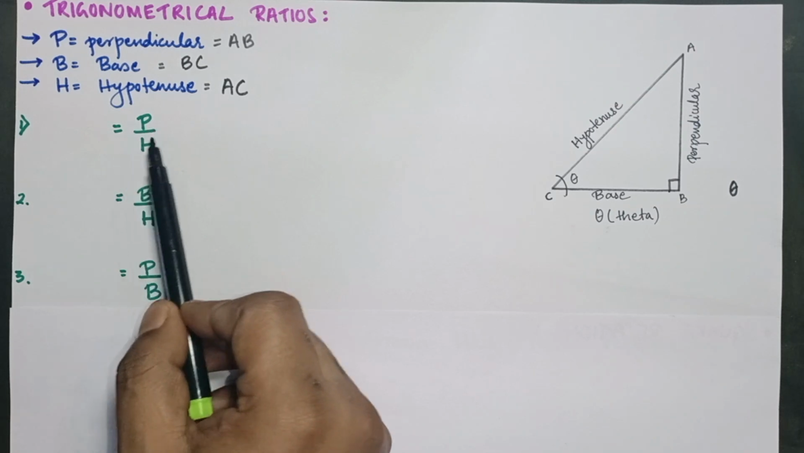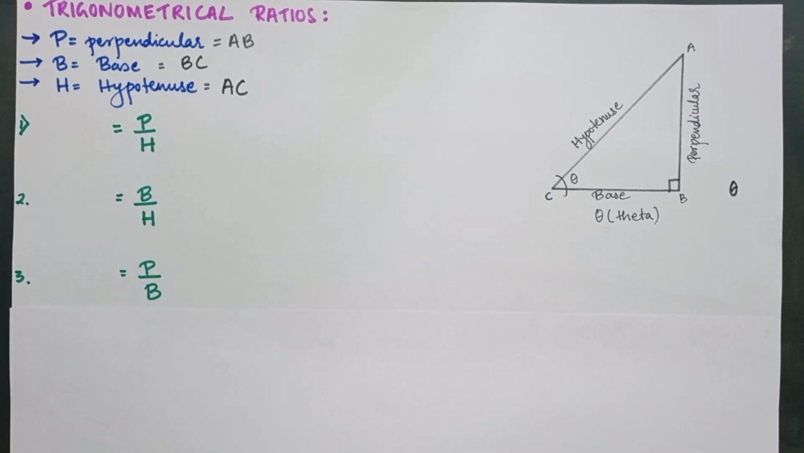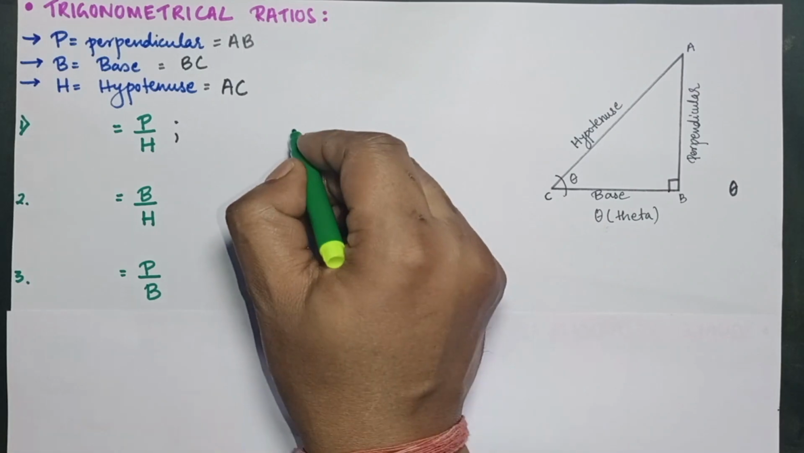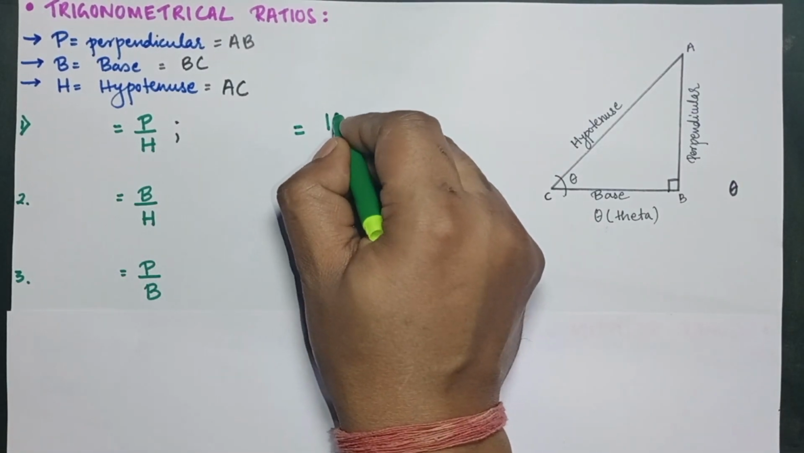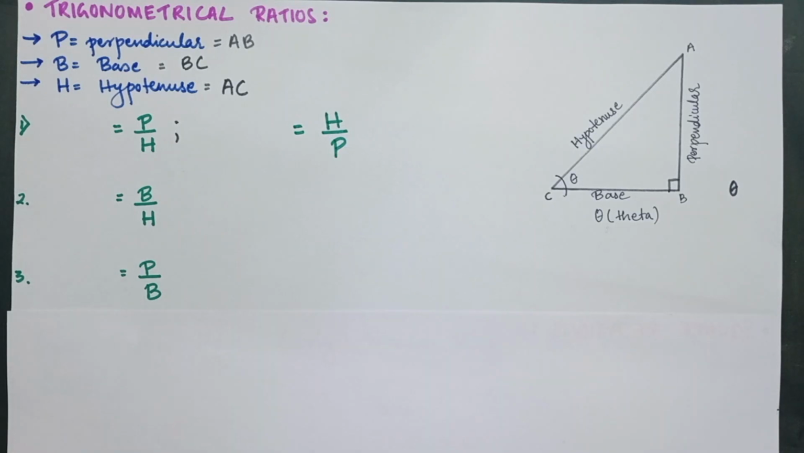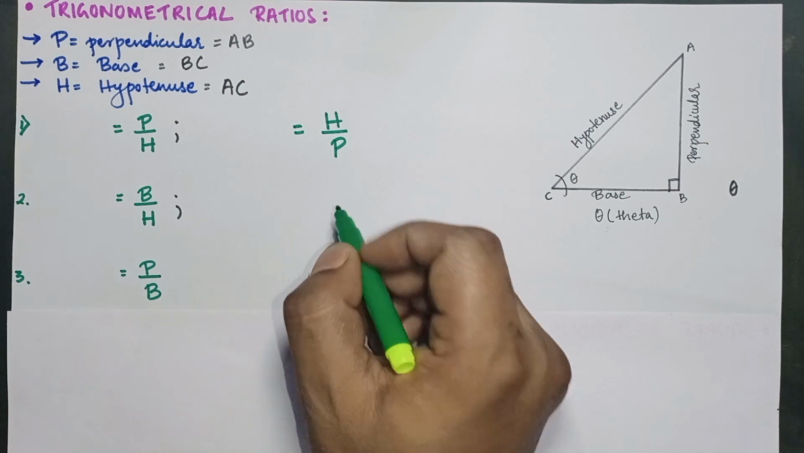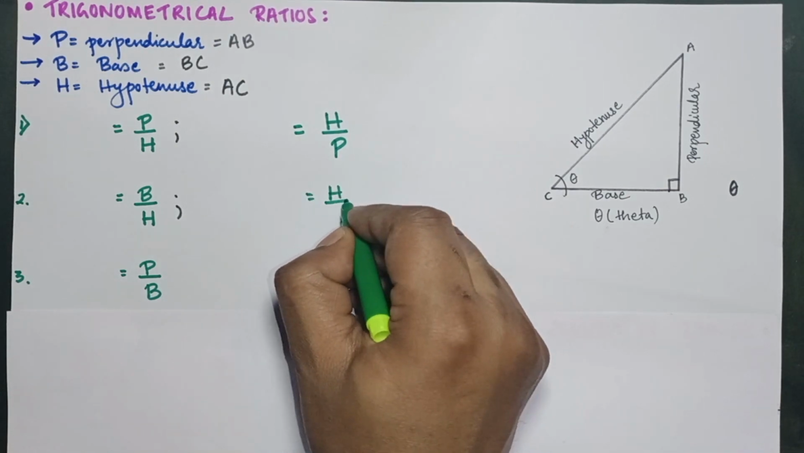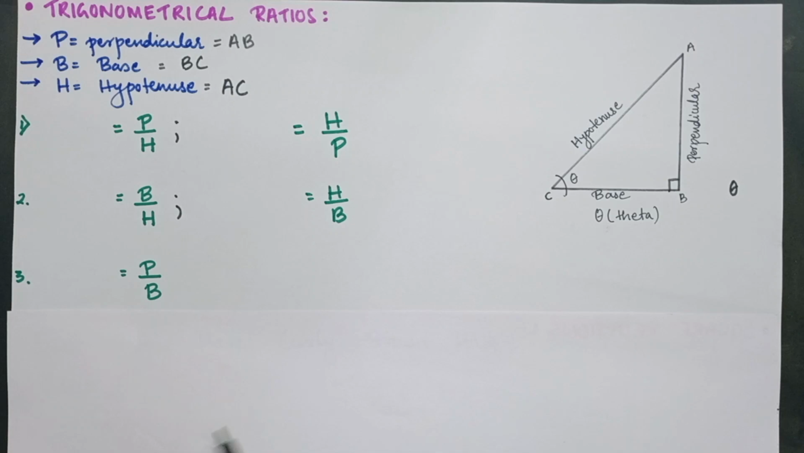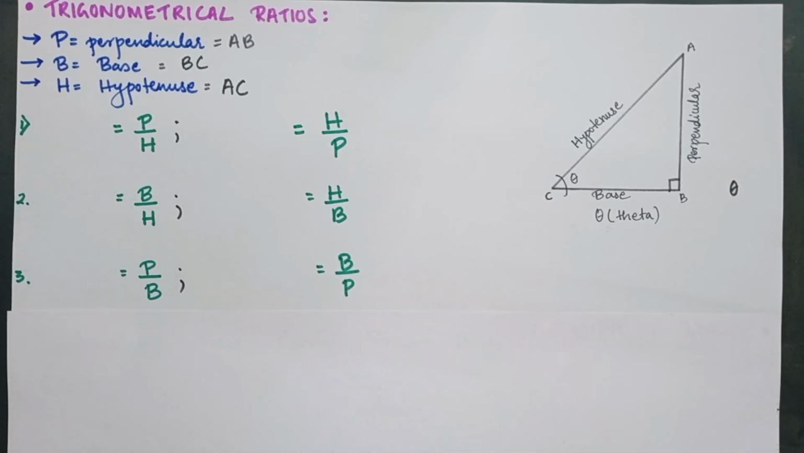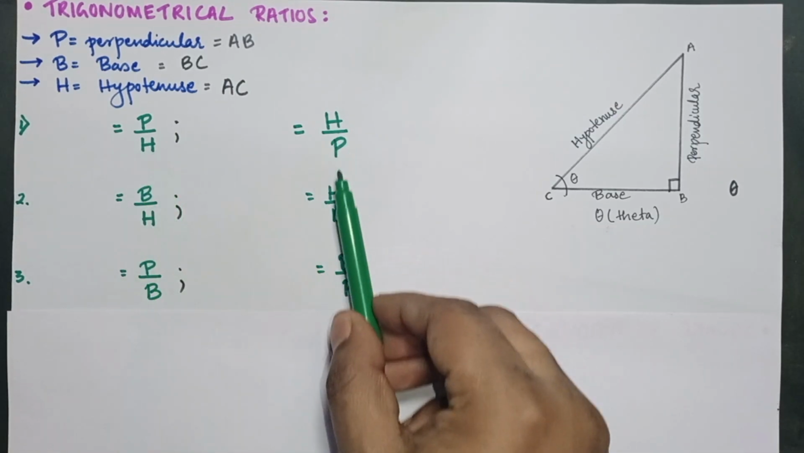Can I form the reciprocal of these also? Yes, we can. So how do we write the reciprocal? Reciprocal means just the opposite. So I am writing this as H upon P. This is my reciprocal. Similarly, here is B by H, so I can write this as H by B. And the third one is P by B, whose reciprocal will be B by P. So how many ratios did we get? 1, 2, 3, 4, 5, 6.